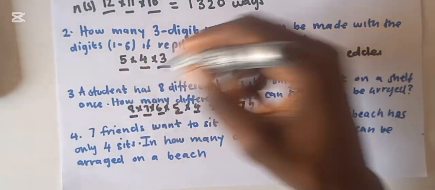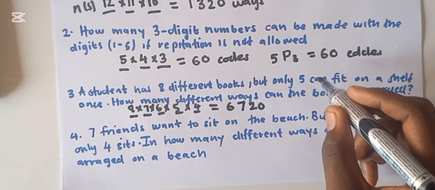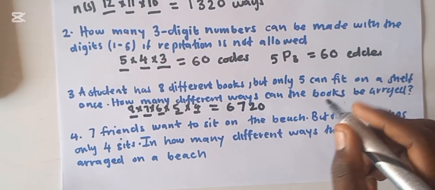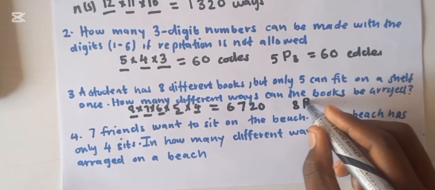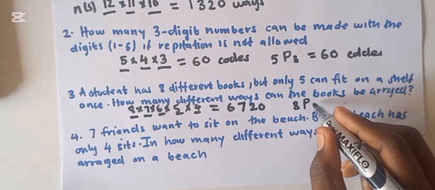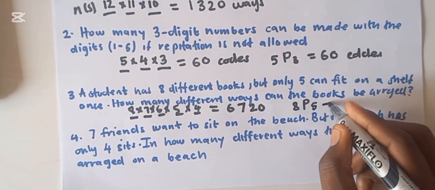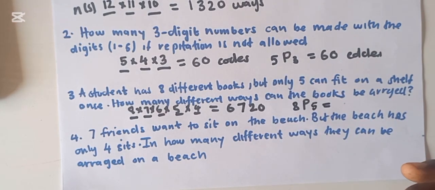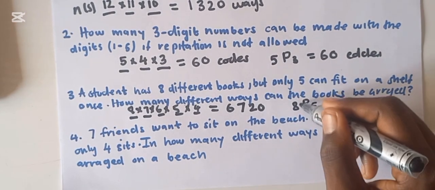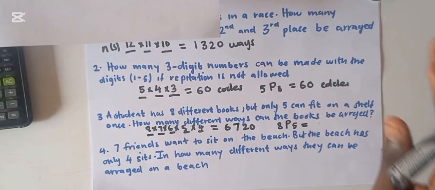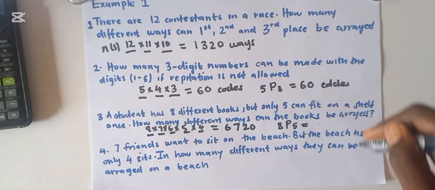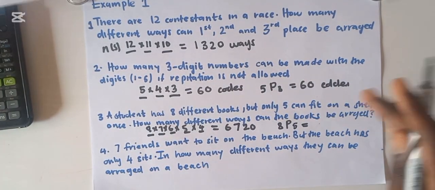But the fastest way to do this is just to ask yourself, how many items do you have? I have 8 items, and you put P and you put the number of positions that you have to fill, which is 5, and then you're still going to get the same answer. So you see how this kind of formula is going to help you to save a lot of time in your exam. Instead of calculating all this, you can just punch it on a calculator.